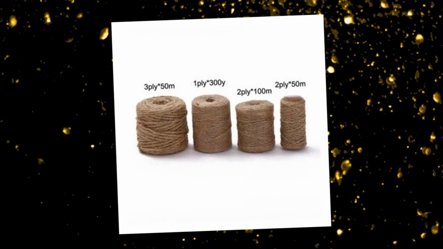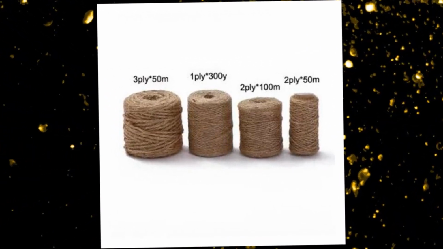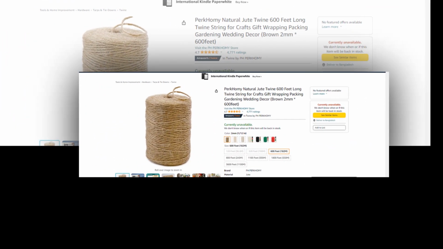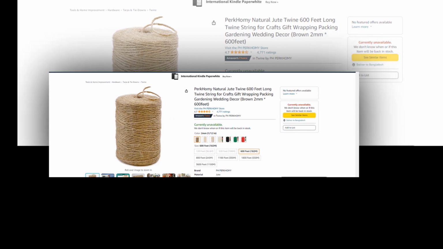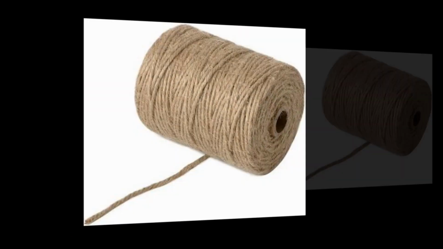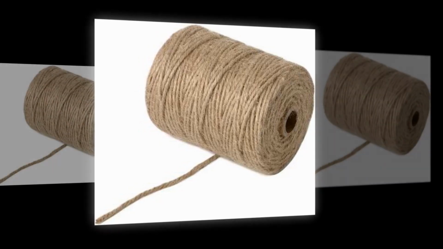Today we will discuss the best natural jute twine from Amazon. So let's find out together about the Perkomi natural jute twine, 600 feet long twine string for crafts, gift wrapping, packing, gardening, wedding decor on Amazon. The link of the product is given in the description. If you want, you can see it from there.